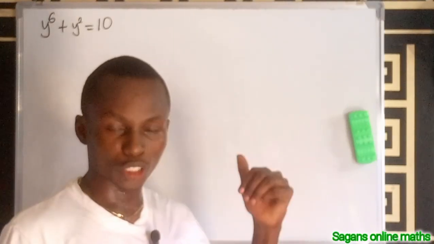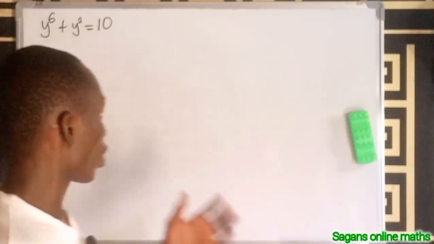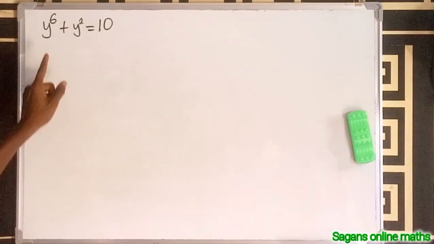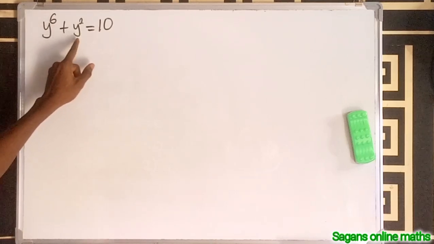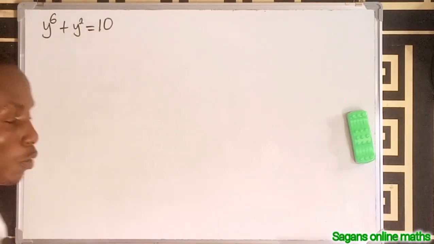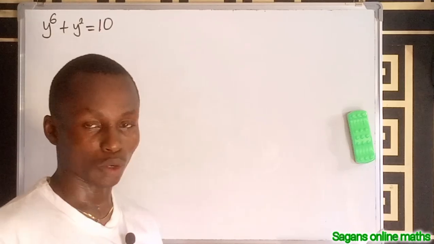Can you solve this question on the board? This is one of the interesting questions here. We are given y to the power of 6 plus y to the power of 2 equals 10, and we are expected to find the value of y in this equation.